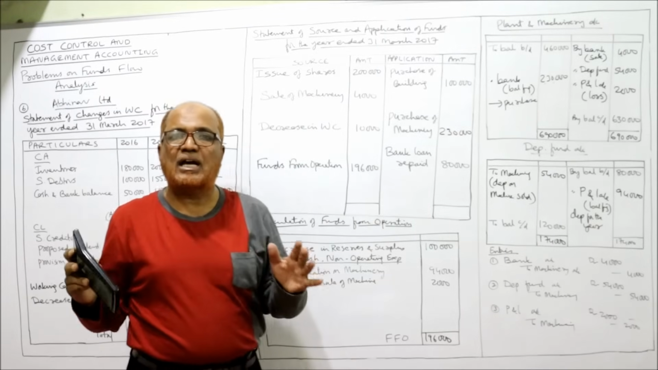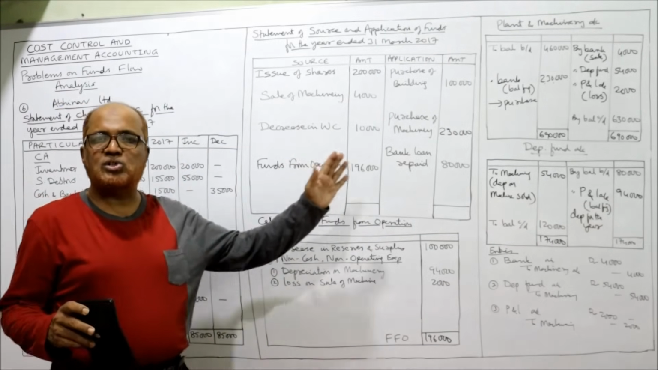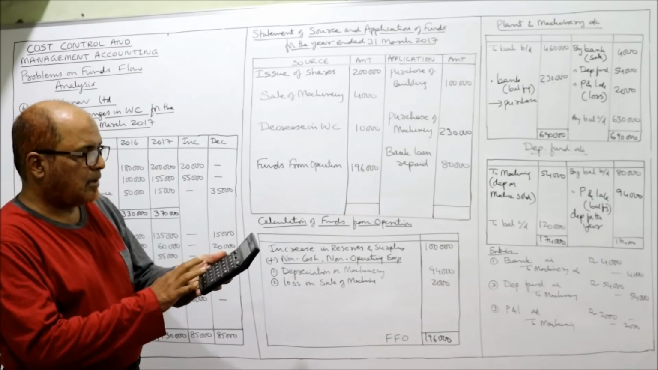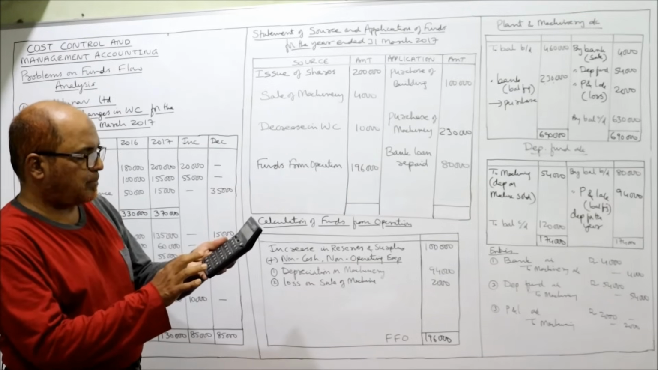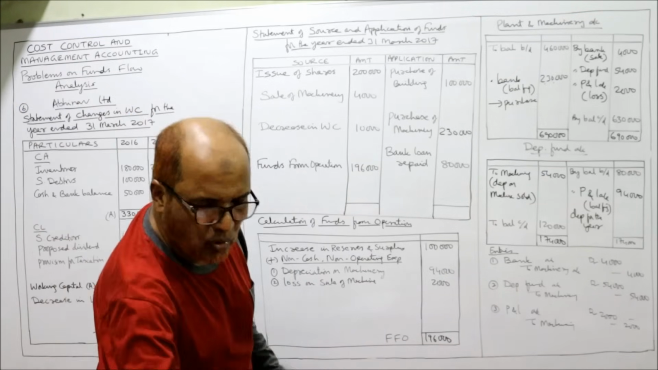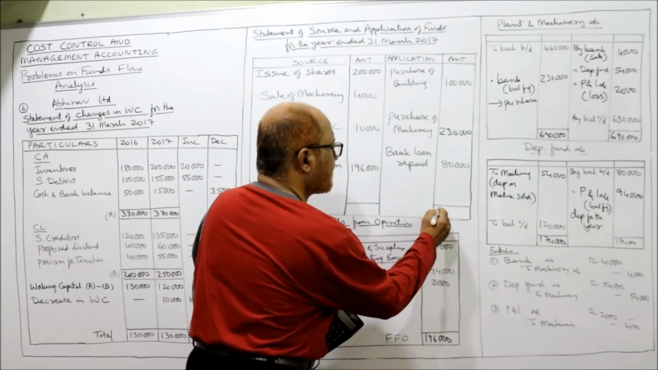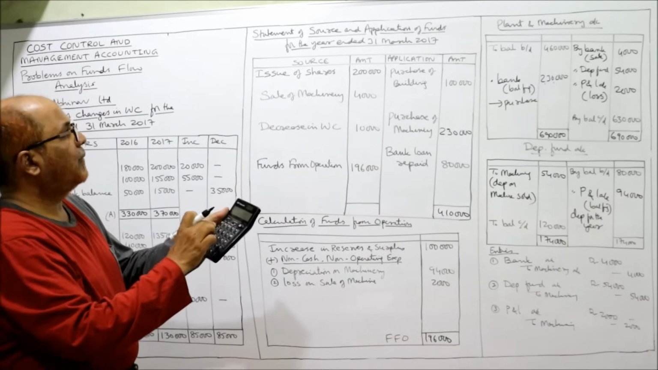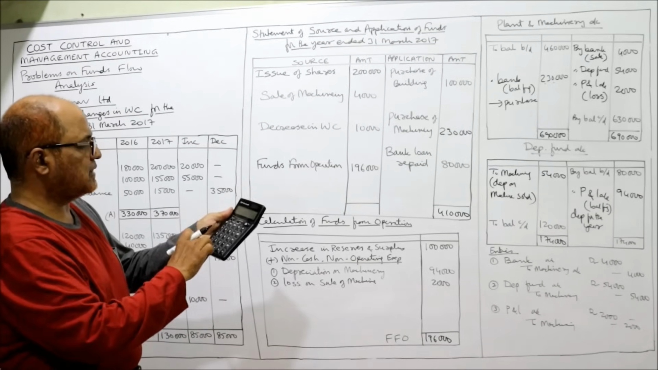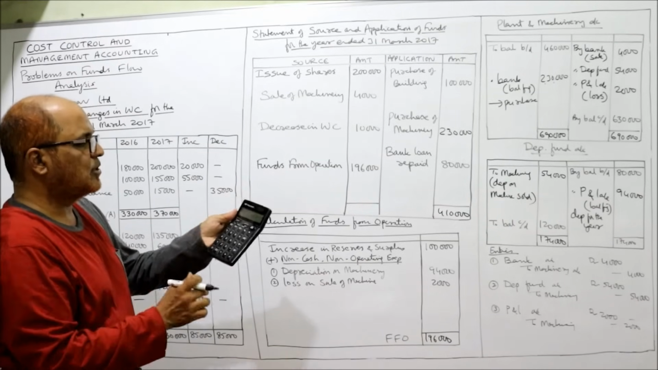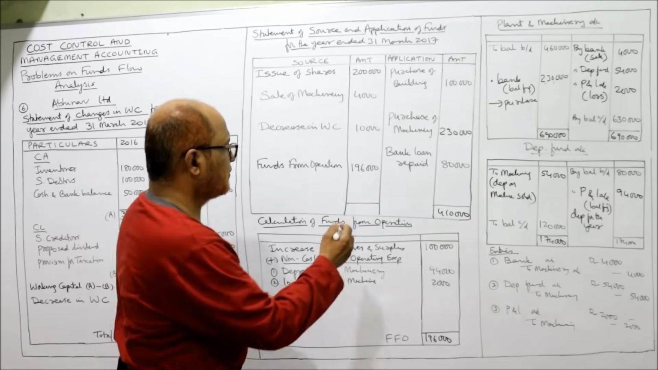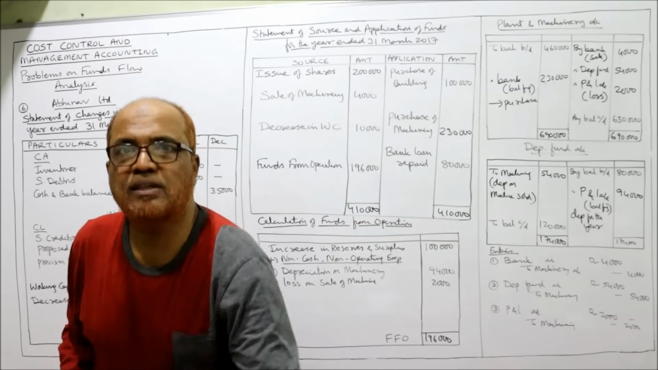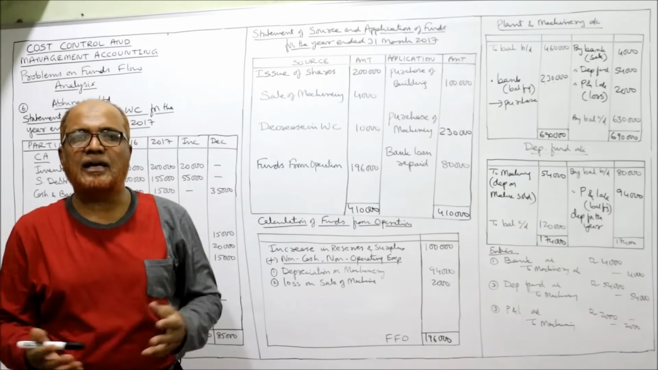Now we'll check whether we have done correctly or not. If the total of source and application is same, then we have done correctly. Now check. 1 lakh plus 2,30,000 plus 80,000. It comes to 4,10,000. Here also 2 lakh plus 4,000 plus 10,000 plus 1,96,000. 4,10,000. Both sides equal. When both the sides equal, it means that our answer is correct.